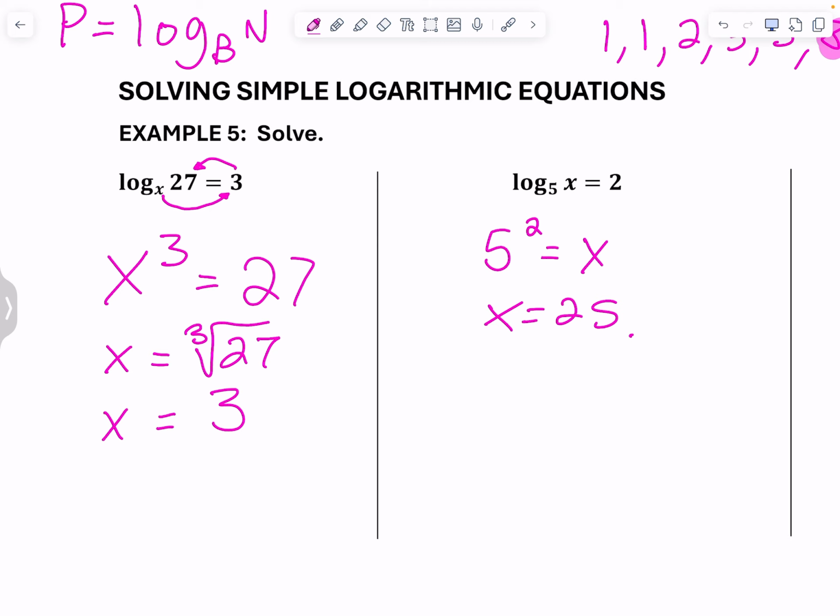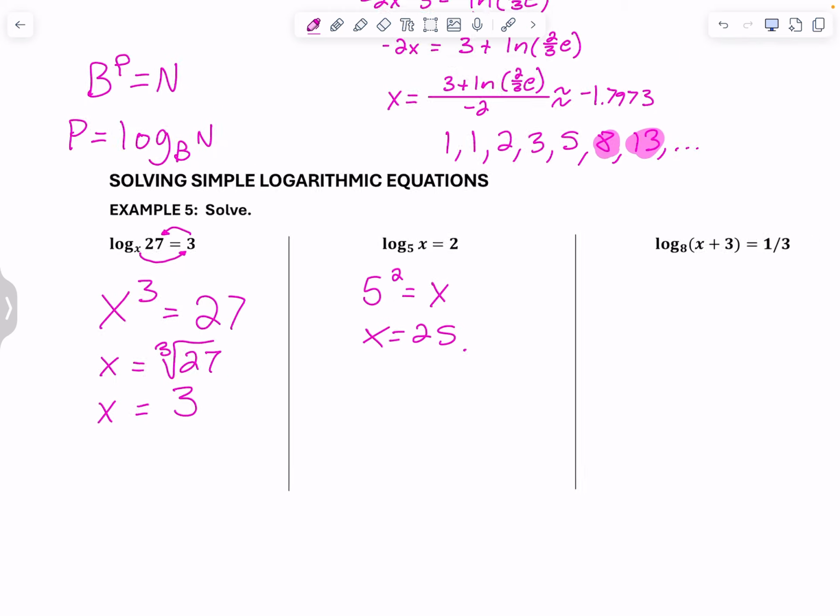If you don't know the pattern, you can imagine how you can't do anything to this to answer it, right? You can't add 3 to both sides or divide or anything. You have to know the other form. All right?